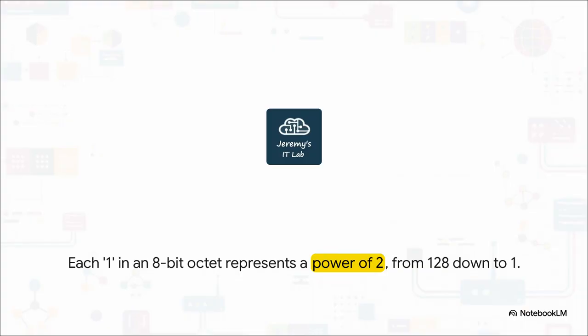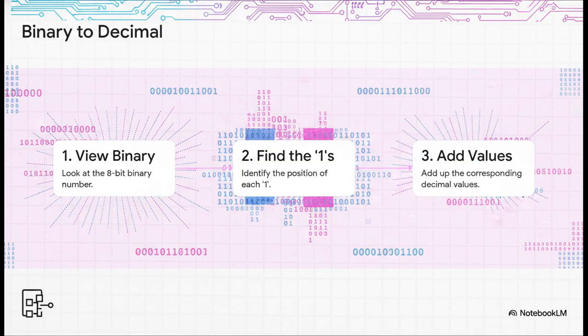And this is where the magic happens, turning those ones and zeros into numbers we actually recognize. It's all about place value. In an 8-bit octet, every position represents a power of 2. So starting from the right, you have the ones place, then 2, 4, 8, 16, and so on, all the way up to 128. It's like having a set of 8 light switches, each with a different value. The conversion is actually super simple. You just add up the values for any position where you see a 1, where the switch is on. If a position has a 0, you just ignore it.